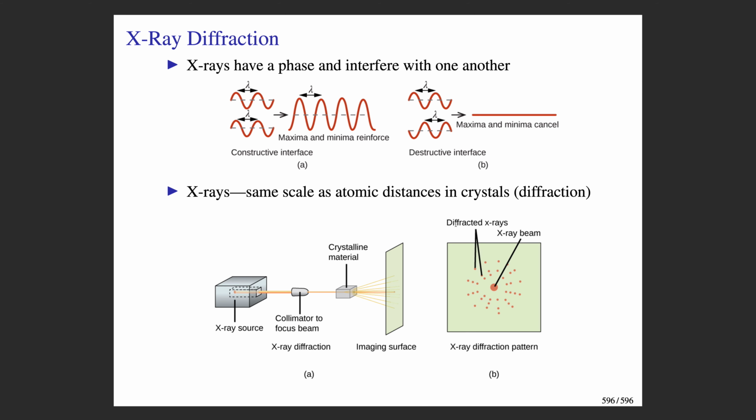Oh, and here are some more pictures illustrating the things that I've been talking about: constructive and destructive interference, and then the idea of shooting the X-rays at a crystalline material and measuring the diffracted pattern, where you see these bright spots and dark spots. The particular pattern that you measure is related to the crystalline structure of the material that you're shooting with the X-rays.